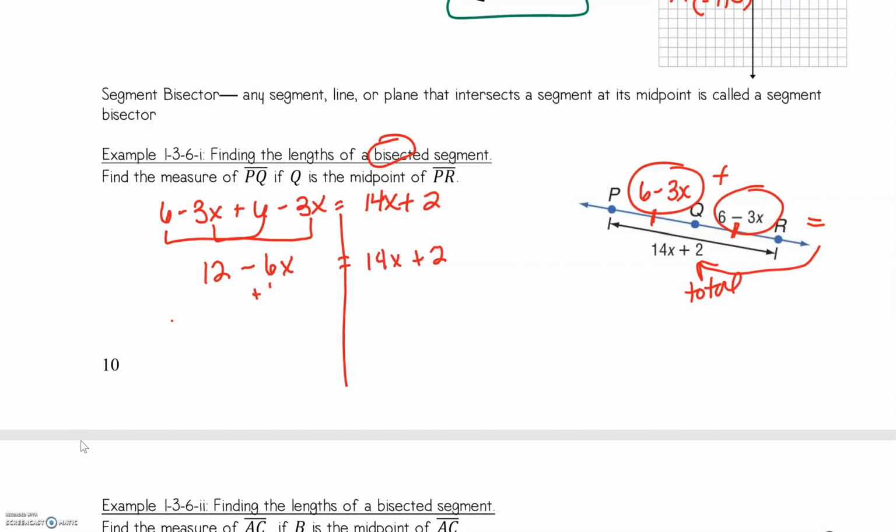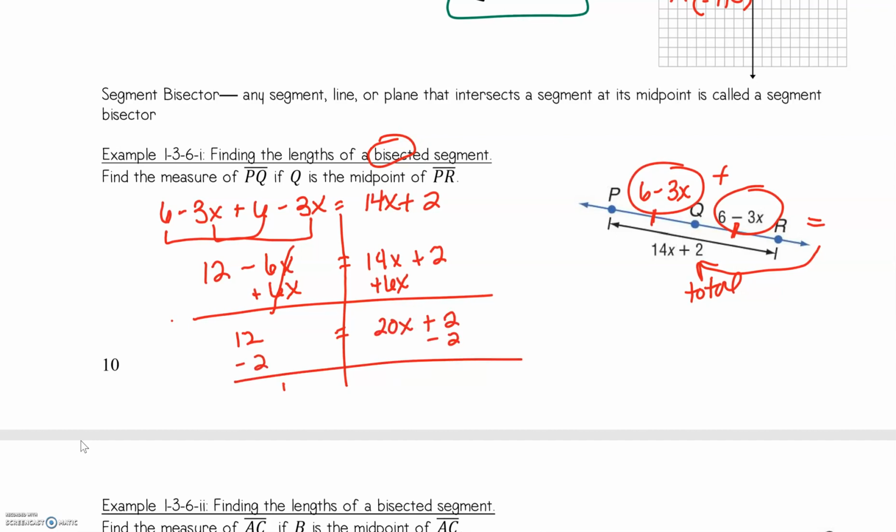I'm going to add 6x to my 14x. 12 is equal to 20x plus 2. Subtract 2. 10 is equal to 20x, and then divide by 20 to get my x alone. So x is equal to 1/2. And it is asking us to find the measure of PQ.